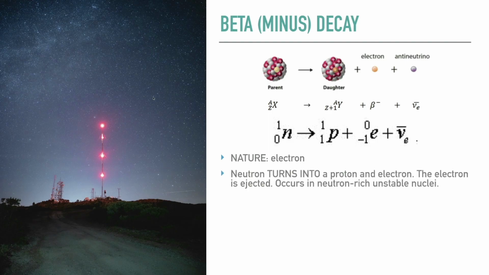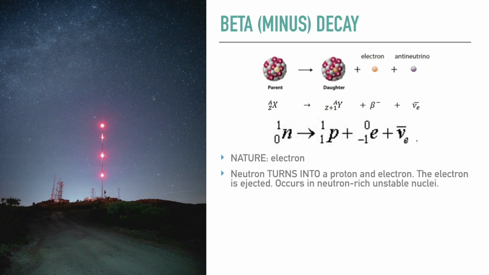Where does that electron come from? Let's pop this section into your extra notes section at the bottom of your table. The neutron turns into a proton and electron. I'm going to talk about that process in a little bit more detail in a second. Then the electron is ejected. The proton stays inside the nucleus.